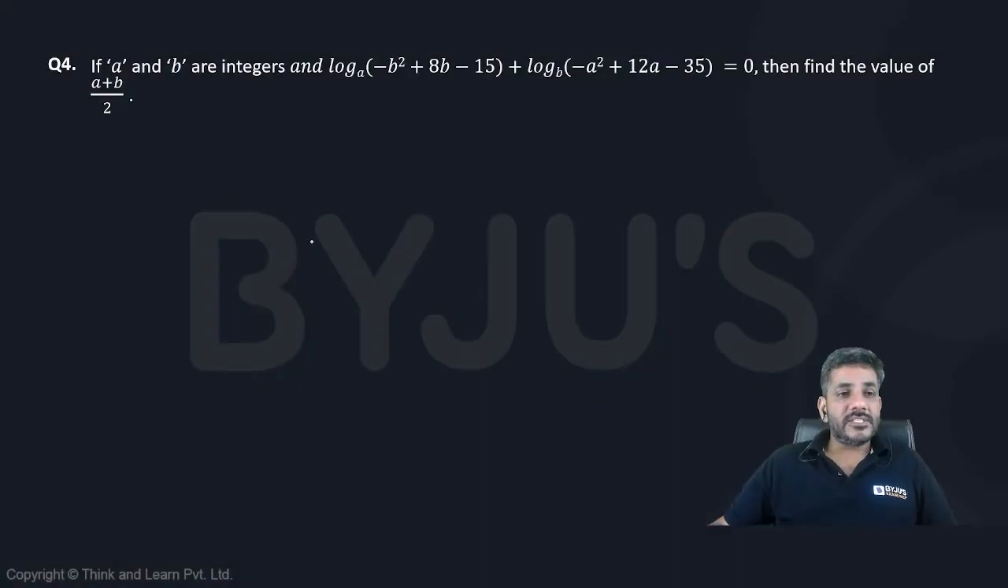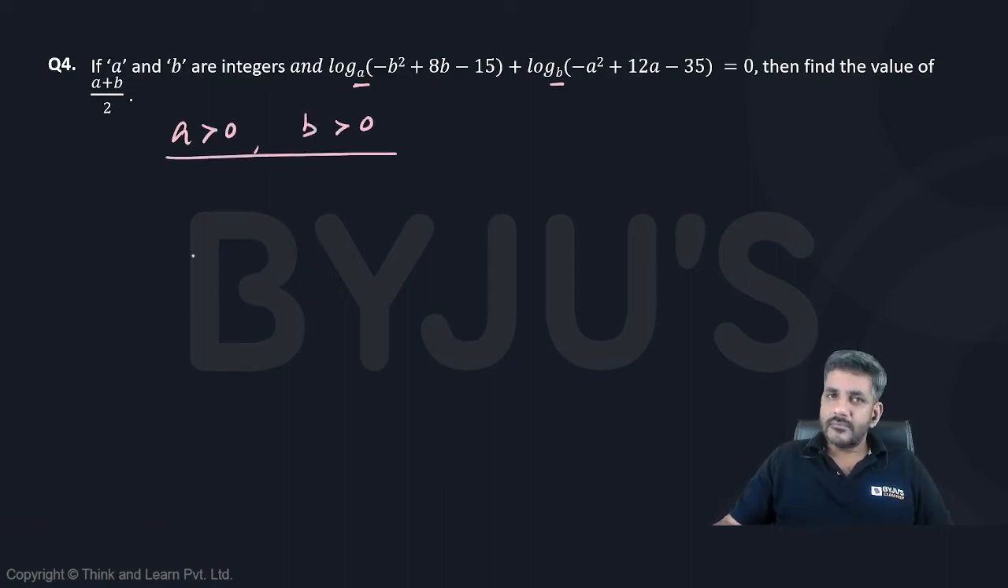So here we have question number 4. If a and b are integers and log of this plus log of this is 0, then find the value of (a plus b) by 2. First of all, when a and b are integers and a is in the base, b is in the base, so can I say a must be a positive integer, b must be a positive integer, right?